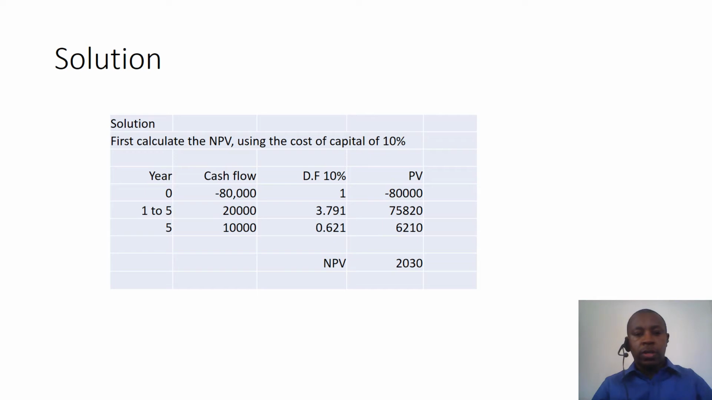That gives cash inflows of $75,820. Year 5, the scrap value, discount factor 0.621, gives cash inflows of $6,210. When you add together all the inflows and outflows, you get a positive net present value of $2,030.